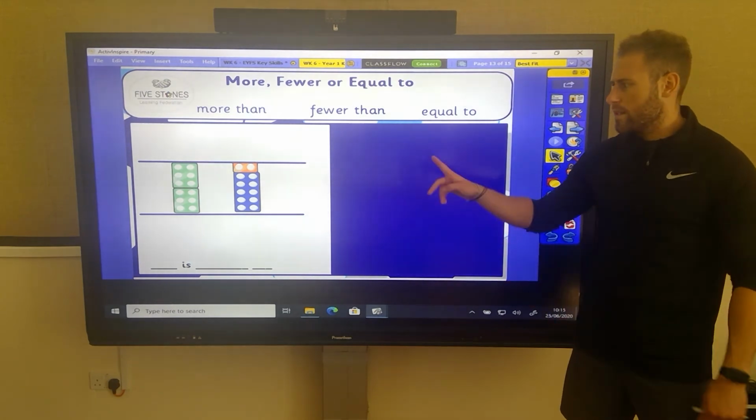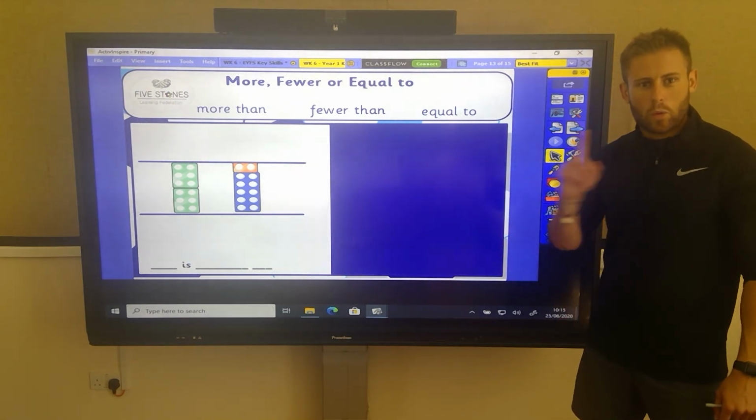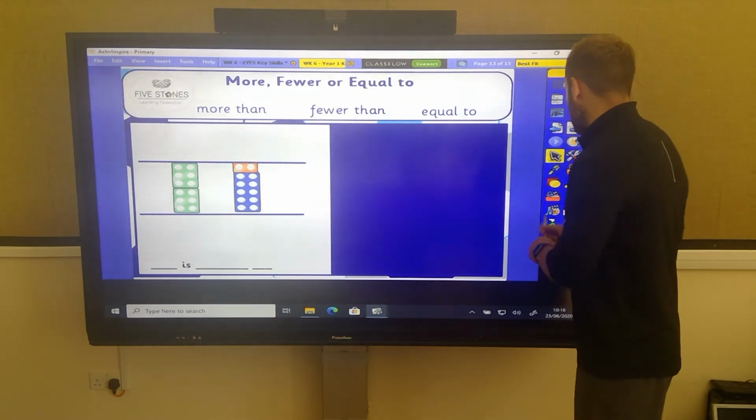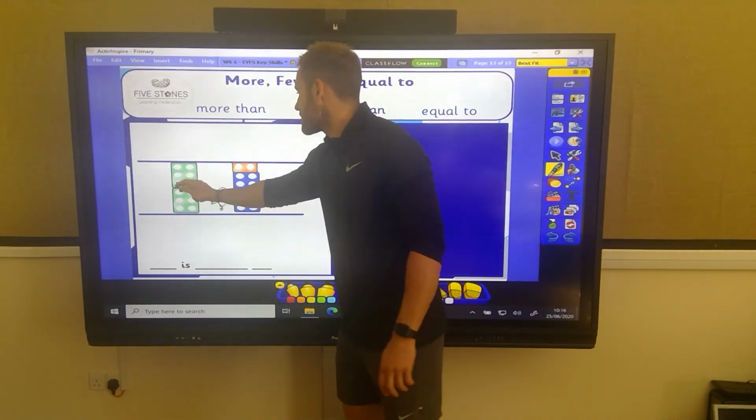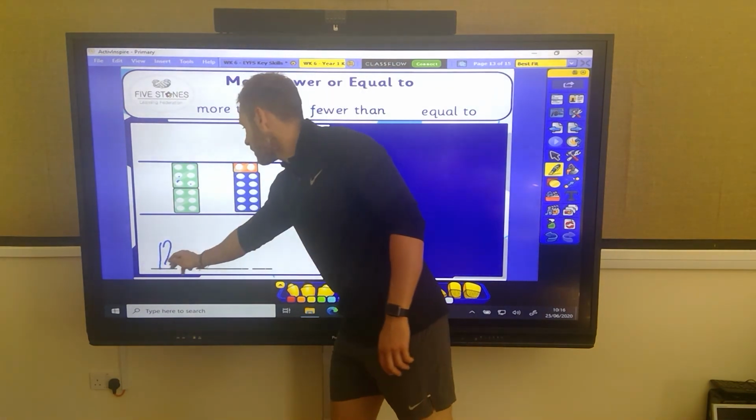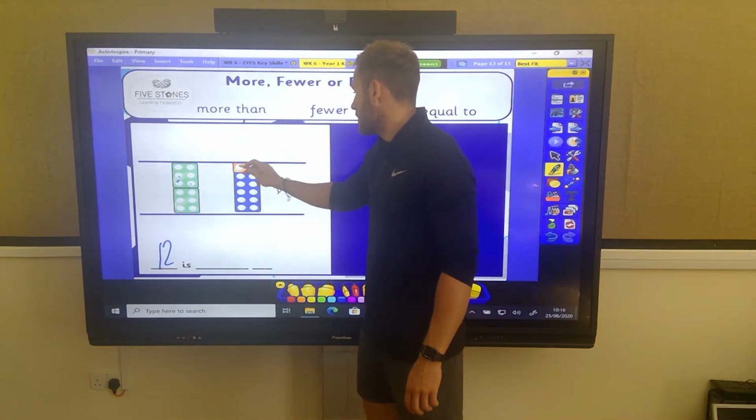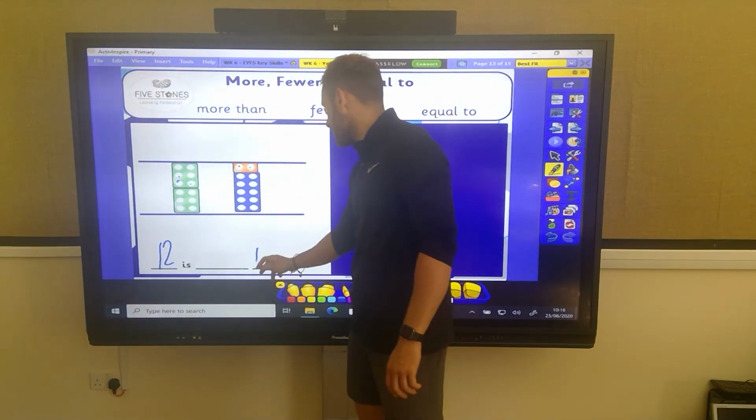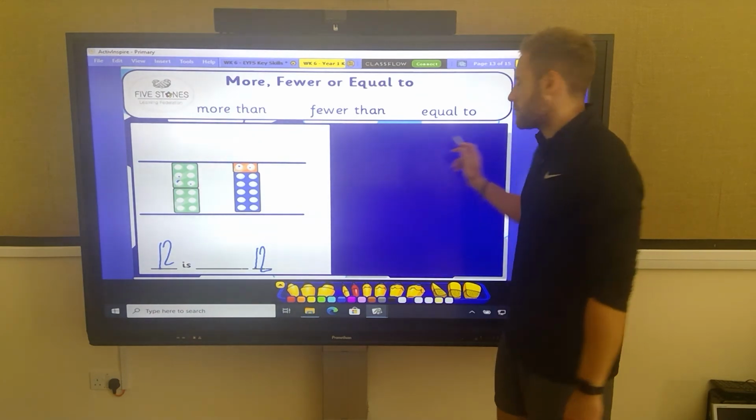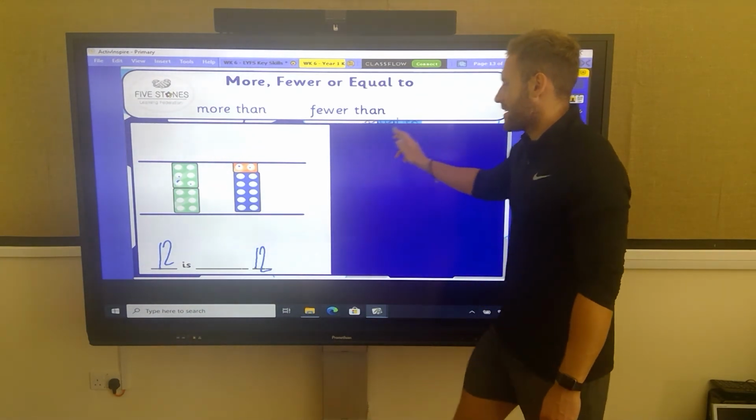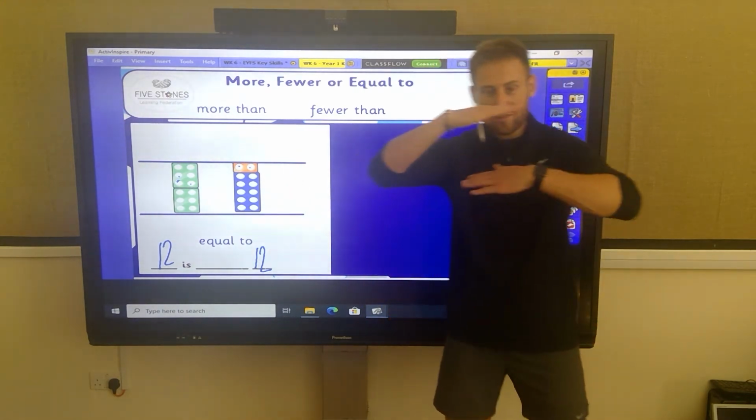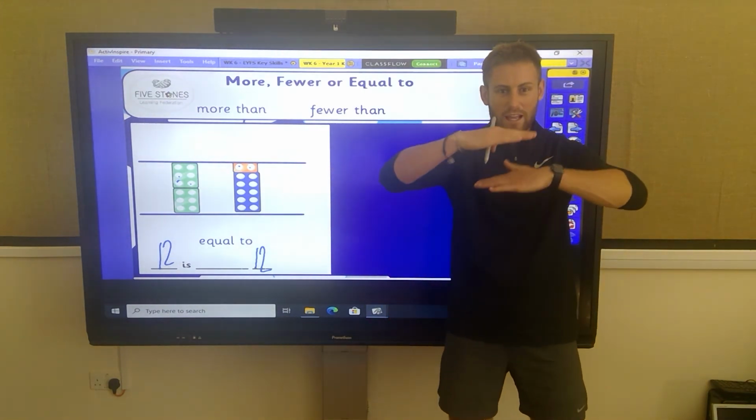Now, this symbol. Have we seen this symbol? We have earlier on in the session. Wonder which one this might be. So what do we have? We've got 6, 7, 8, 9, 10, 11, 12. And we've also got 10, 11, 12. 12 is more than, fewer than, or equal to 12? Yeah, they're equal, aren't they? They are the same, so that's why we have that symbol that is balanced.